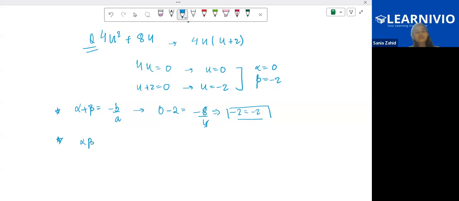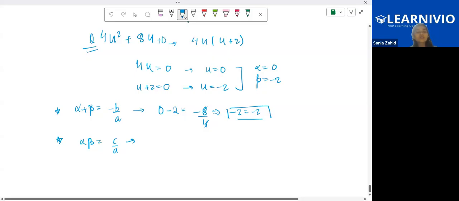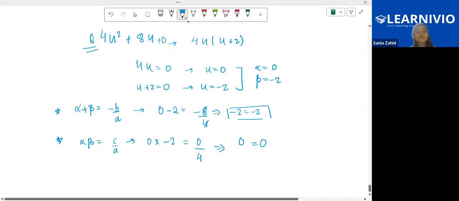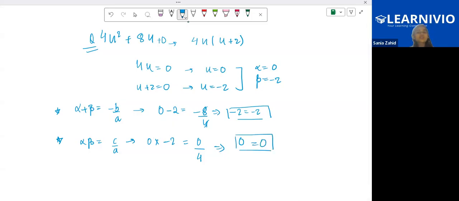Second one is alpha into beta should be equal to c by a. So here c is not given to you. That means c is 0. So you will take alpha into beta, that means 0 into negative 2 should be equal to 0 by a, which is 4. So 0 into negative 2 is 0 and 0 by 4 is also 0. So here also the relationship is verified. So you'll write hence verified. Clear? Yes. Easy question.